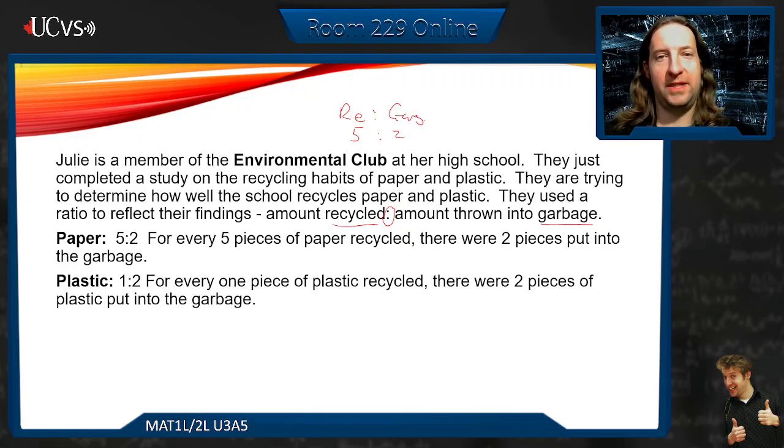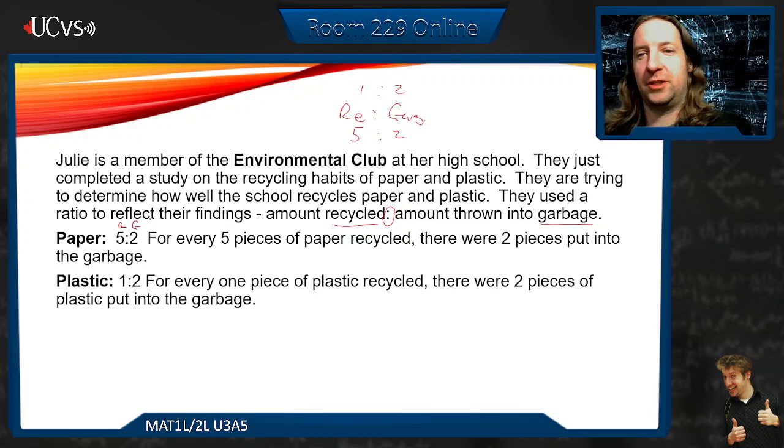For plastic, it's 1 to 2. For every 1 piece of plastic recycled, there are 2 pieces of plastic in the garbage. So we have these 2 ratios. Paper is 5 to 2, and remember that the first number is recycled. So recycled is 5, and garbage is 2 for paper. And for plastic, recycled is 1, and garbage is 2.